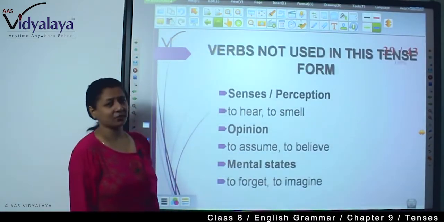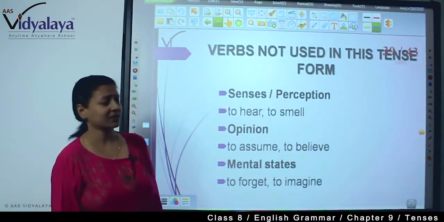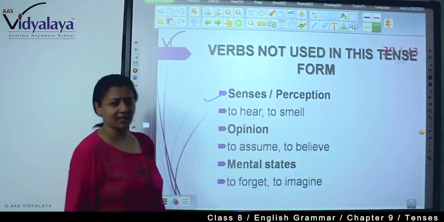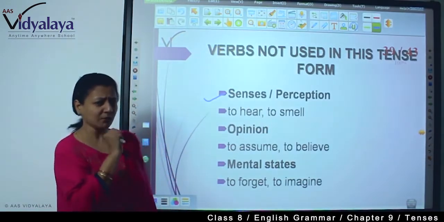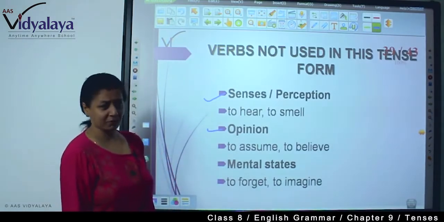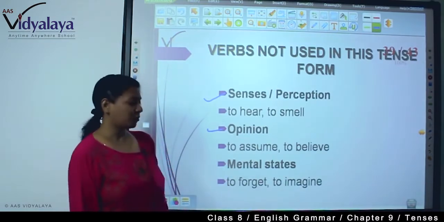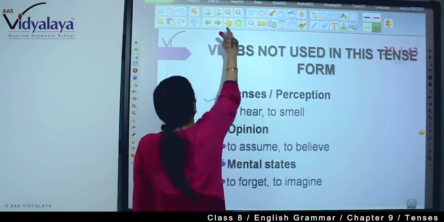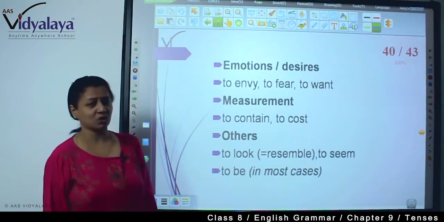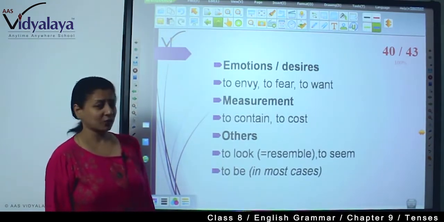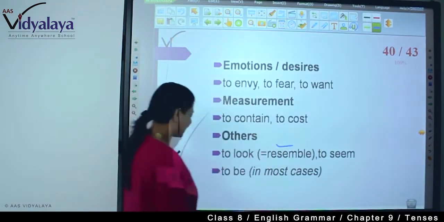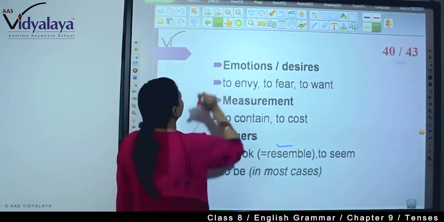Now, what are the verbs that we cannot use in present progressive? Senses and perception: to hear, to smell, we cannot use in progressive sense, its meaning will be changed. Opinion: to assume, to believe. Mental states: to forget, to imagine. Emotions and desires: to envy, to fear, to want. Measurement: to contain, to cost. Others: to look, meaning resemble, to seem, and to be in most cases.